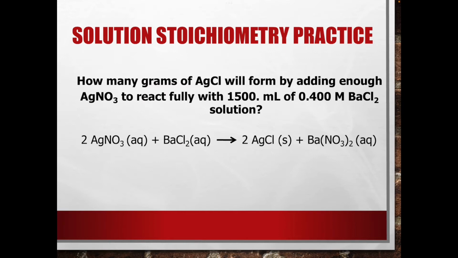Let's figure out what the problem is actually asking. So this says, how many grams of silver chloride? So that's what we are going to be trying to find. You can kind of think about the rest like blah, blah, blah, right? This will form by adding enough, it doesn't matter. If we were writing the chemical equation, then those pieces of information would be useful because we would need to say, okay, silver nitrate is reacting with barium chloride. But we already have this balanced chemical equation, so we're really only concerned with the pieces of information that we need to solve the problem. So this is all just kind of extra information, okay?